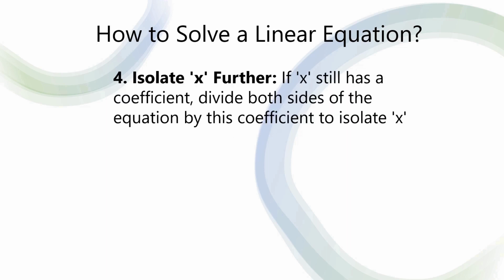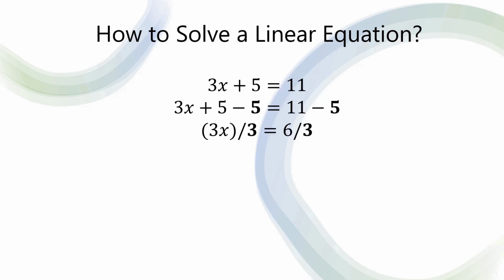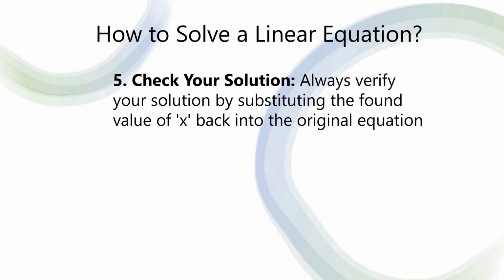4. Isolate x further. If x still has a coefficient, in this case 3, divide both sides of the equation by this coefficient to isolate x. In our example, divide both sides by 3 to get x = 6 divided by 3, which simplifies to x = 2.